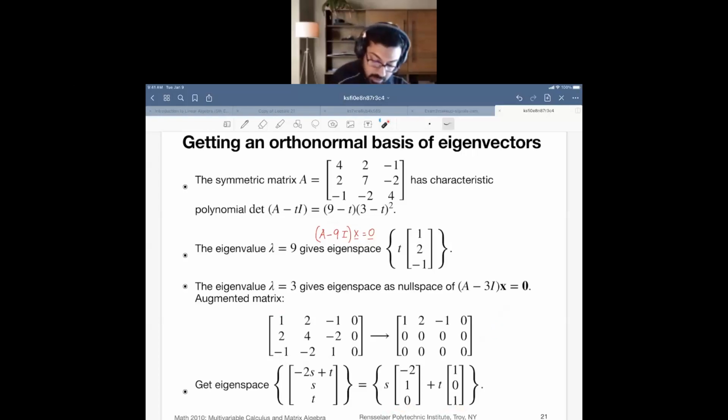Now, you've got 3 vectors here: 1, 2, and 3. These are 3 eigenvectors of the symmetric matrix A. So we have a basis of eigenvectors. Now we need to check whether we have an orthonormal basis or not. If these 3 vectors belong to a set of orthonormal vectors, then yes, we have an orthonormal basis of eigenvectors. If not, then we need to transform them using some procedure.